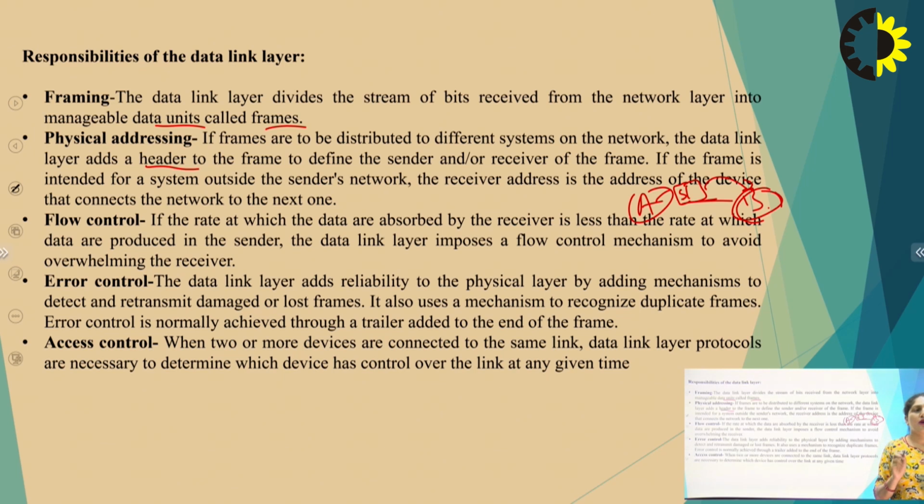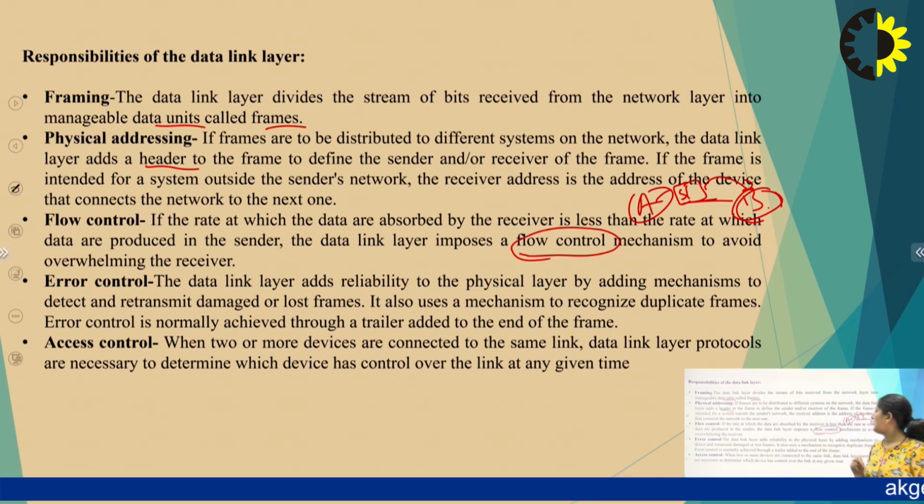Next comes flow control. Flow control means the speed of the data which is coming from the network layer, it controls that. If the rate at which the data is absorbed by the receiver is less than the rate at which data is produced by the sender, the data link layer imposes a flow control mechanism to avoid overwhelming the receiver.